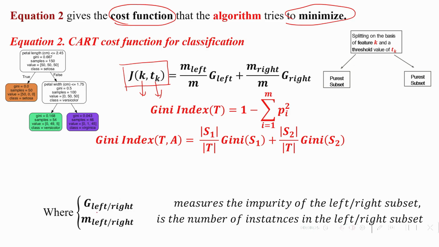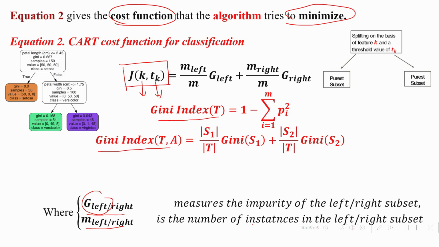Here M left and M right are the number of instances in the corresponding left subtree and right subtree, whereas G left and G right measure the impurity of the left subtree and right subtree. Like that, we find G left, G right, M left and M right. This can also be written in the form of Gini index of T equal to 1 minus sigma of i equal to 1 to M, Pi square, where Pi is the probability of the corresponding element.